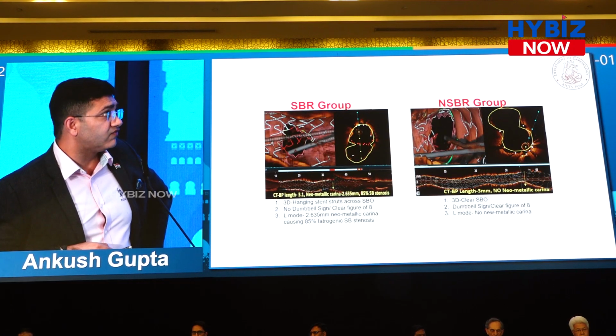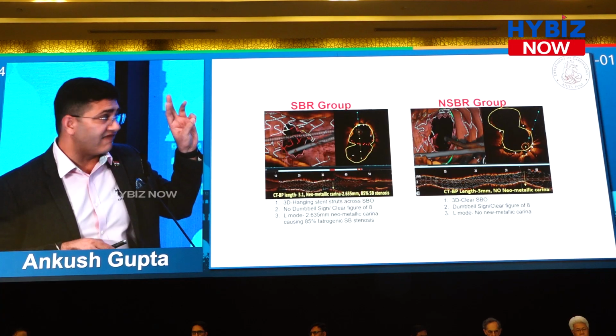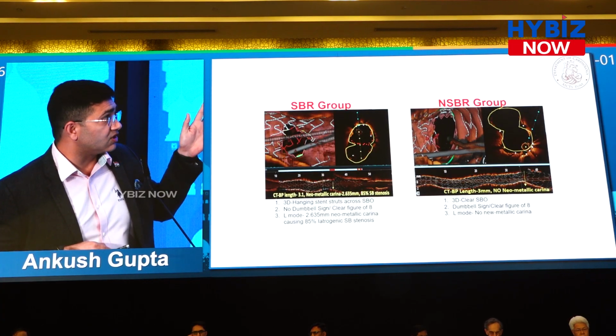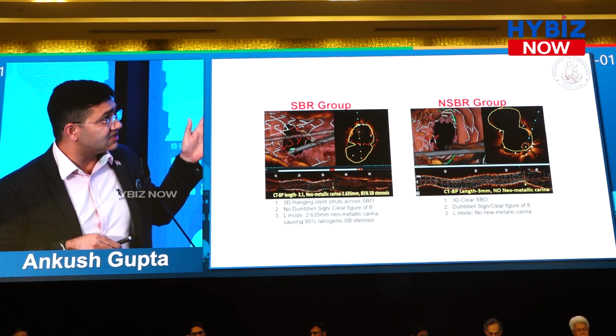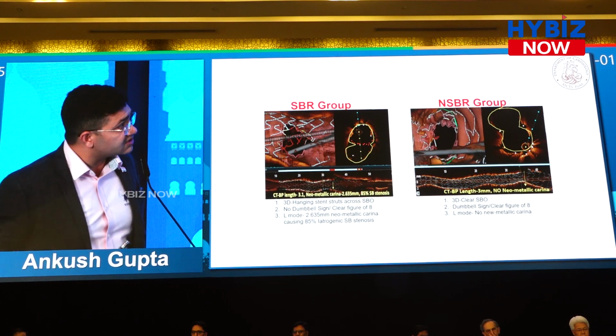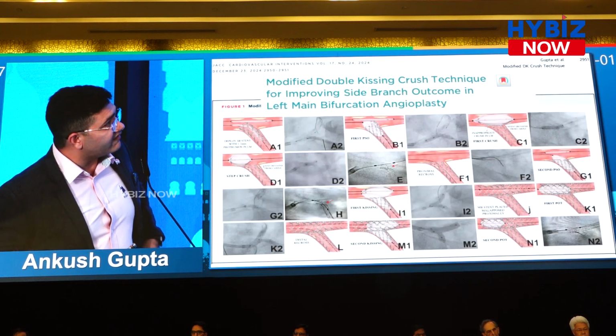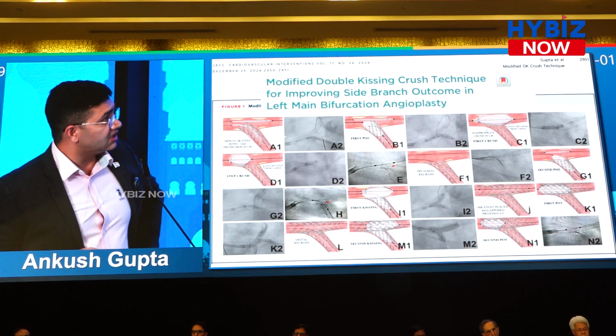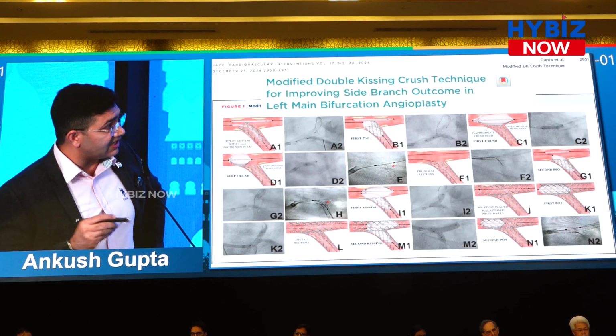And we thought that there are three things that could have happened: in the second recross, we may have gone too proximally, we may not have used an appropriate size balloon, and we may have missed alternate high pressure balloon dilatation. So based on this study, we have published this modified DK crush in JACC, in which there are some small modifications. I'll take 1 minute.